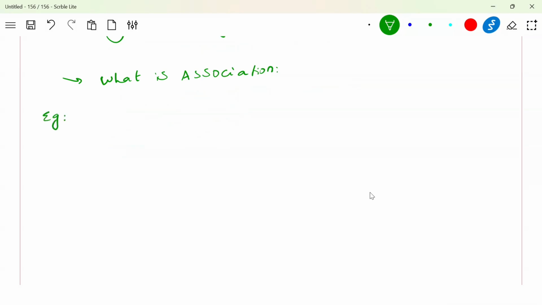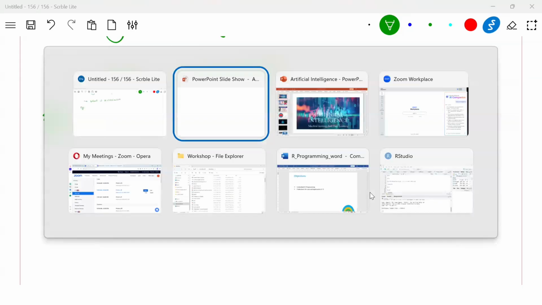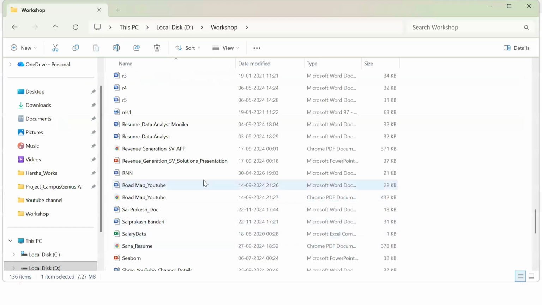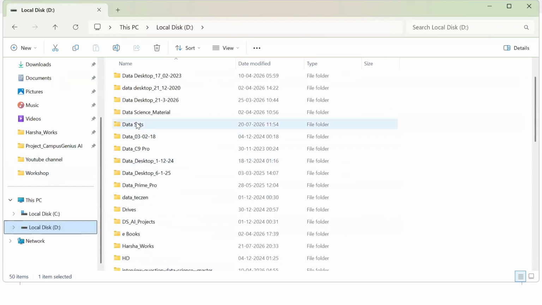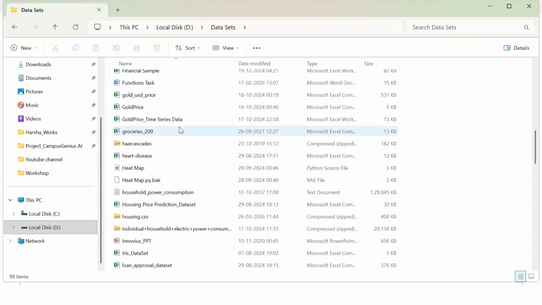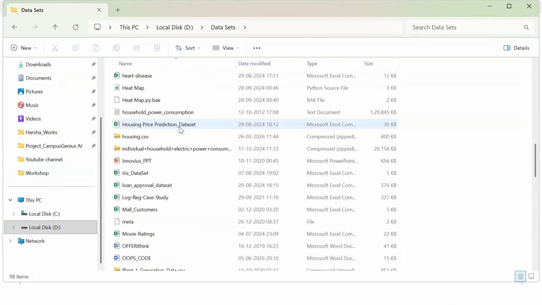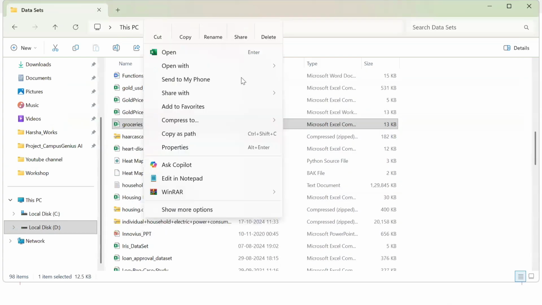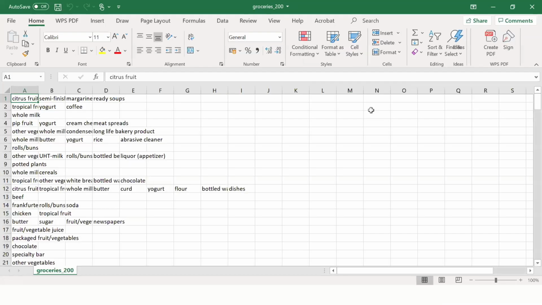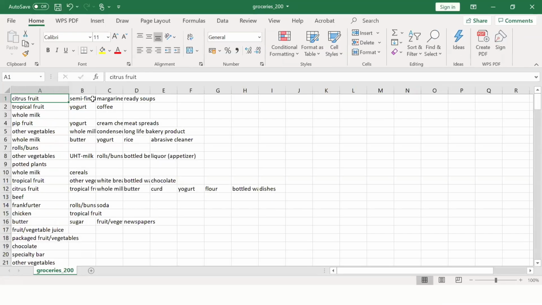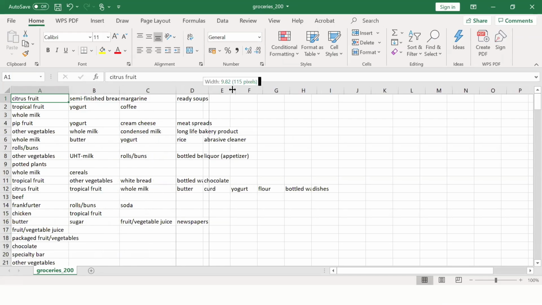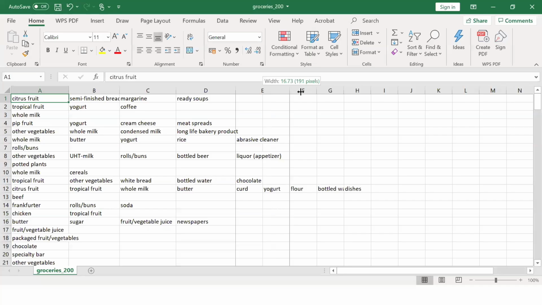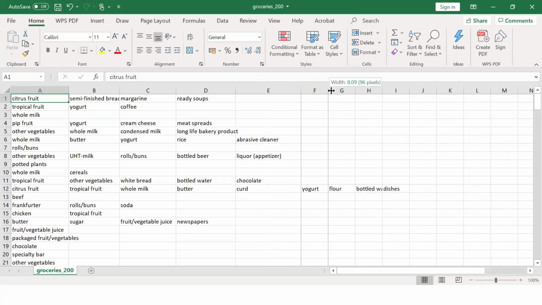Consider I have a data set. Let me open my data sets, go to the data sets folder. Groceries. Where is groceries? Okay, let me open. Fine. So if you see here, we have a data set with different customers' details and what they had purchased.